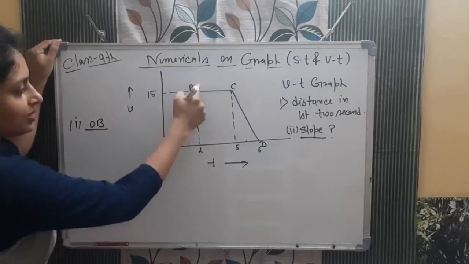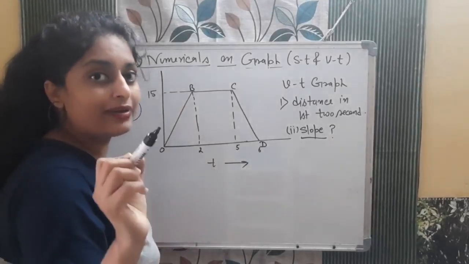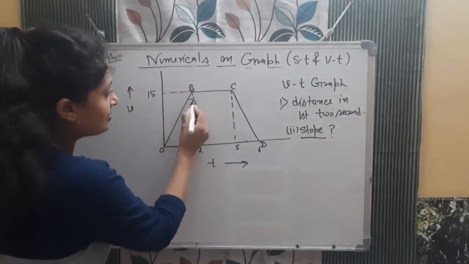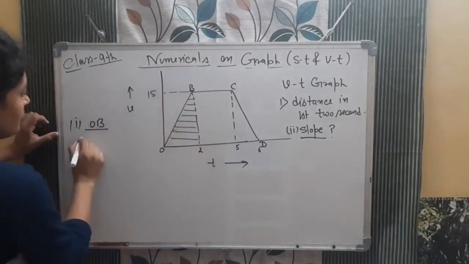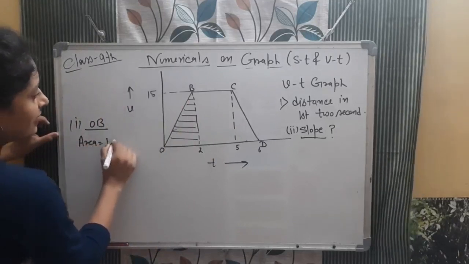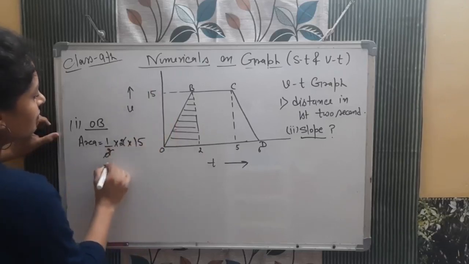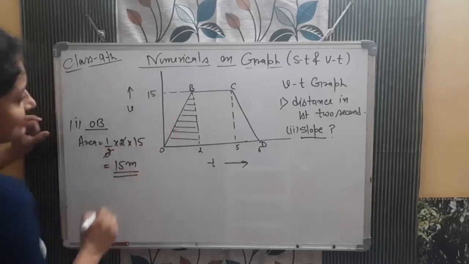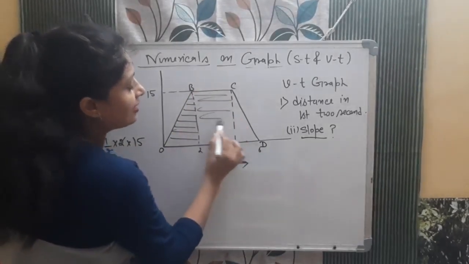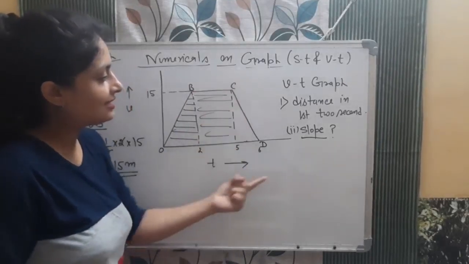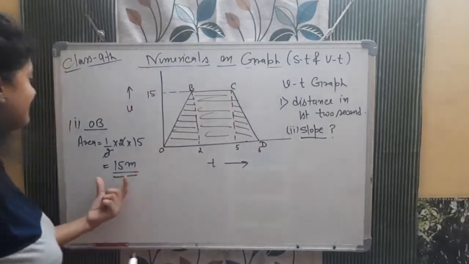So first case, O to B. This is the path O to B. What I told you: in a velocity time graph, distance can be calculated by calculating the area under the curve. So for O to B, this is the area. What will be the area? This looks like a triangle, so area is half into base into height, which gives 15 meter. This is the distance covered from O to B. Now for B to C, you need to calculate this area, which will be a rectangle. For C to D, you need to calculate this area. Then you will get the distance covered by the object.